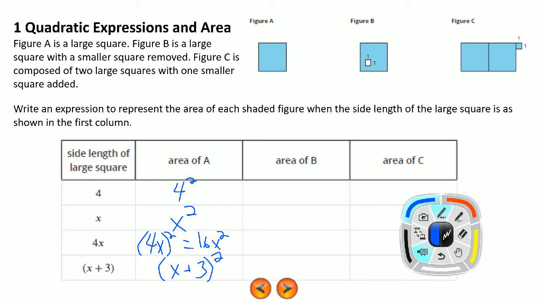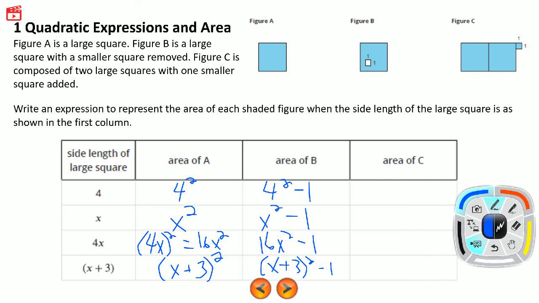Area B, well, I have the square in the middle that's taken out. So we could just do 4 squared and then minus the 1 square taken out. So x squared minus 1 is the same thing. You just do the x instead of the 4. If it's 4x, well, we already have the area of the entire square, which is 16x squared, and then we still have to take out 1 square. And then lastly, x plus 3, same concept. I'm going to square this and then take out the 1 square.